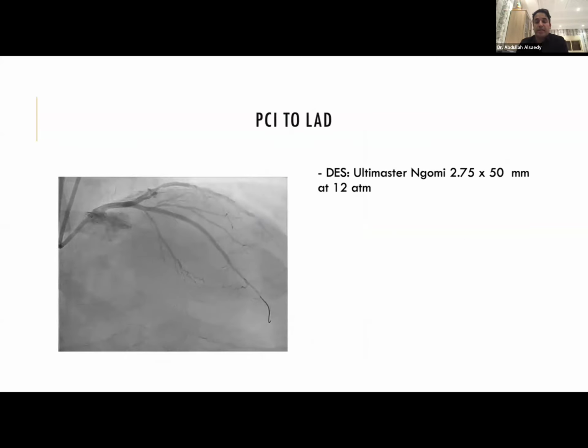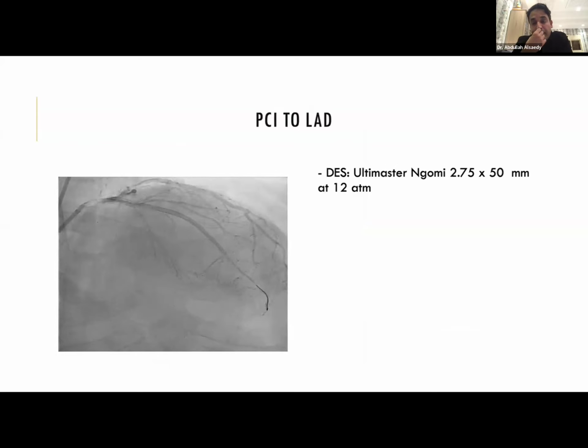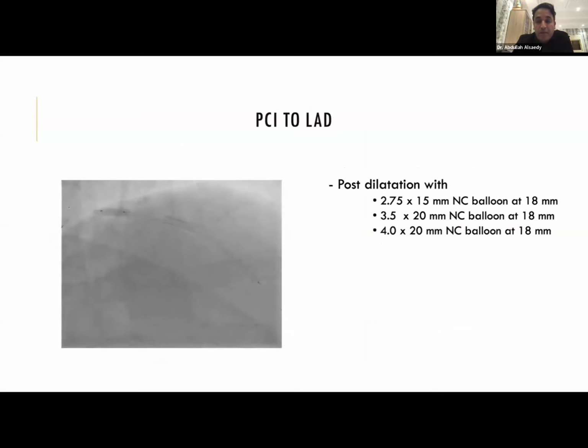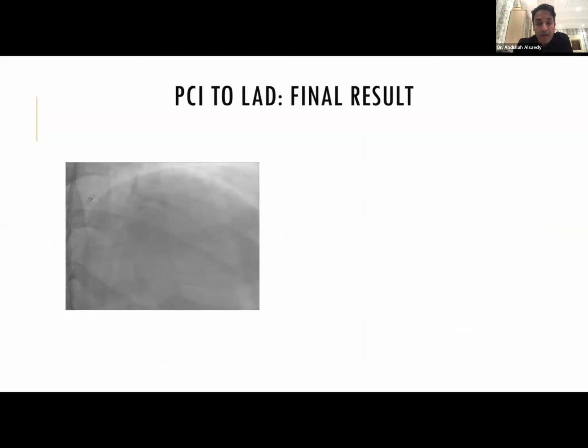At this stage, we elected to use Ultimaster Tansei. We went with a 2.75 by 50 millimeter stent at 12 atmospheres. That was actually enough to cover the whole lesion. Then we post-dilated with a 2.75 by 15 balloon in the distal segment, 3.5 in the mid segment, and in the proximal segment we used a 4.0 NC balloon at 18 atmospheres. And this is our final result.